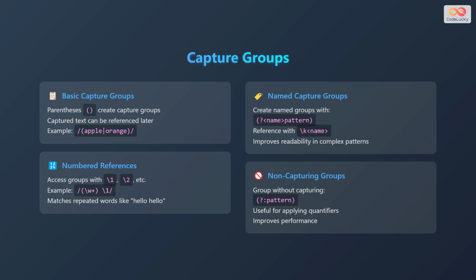If you want to group parts of a pattern without capturing the matched text, you can use non-capturing groups. The syntax is (?:pattern). These are useful for applying quantifiers to a group of characters or improving performance by avoiding unnecessary captures.